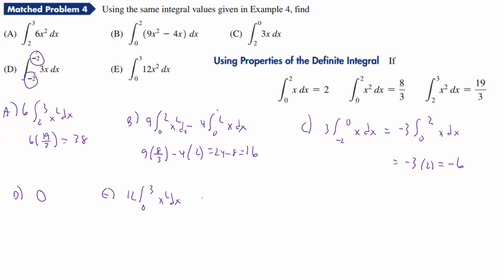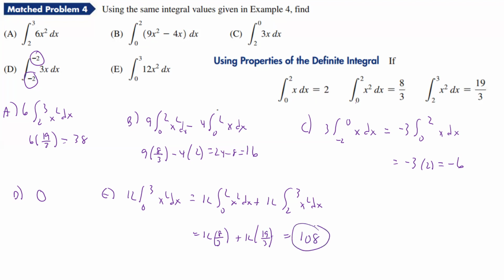So we're going to have 12 from 0 to 2 x squared dx plus 12 and 2 to 3, rather, x squared dx. Well, that's 12 times, 0 to 2 is going to be 8 thirds, plus 12 times, and that's going to be 19 thirds. And if we plug all that together, I've already calculated that one. That's 108. Okay, so if you take all that, multiply it together, you get 108 for your solution for that one.